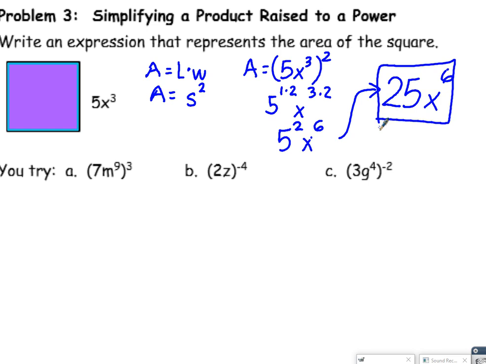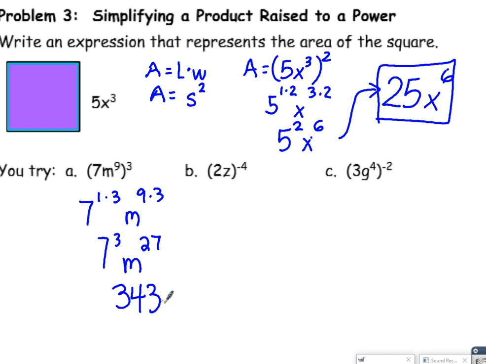Okay, let's look at letter A. To expand this out, we're going to go 7 cubed, because 1 times 3 is 3, m to the 9 times 3, m to the 27. 7 cubed is 343, m to the 27.